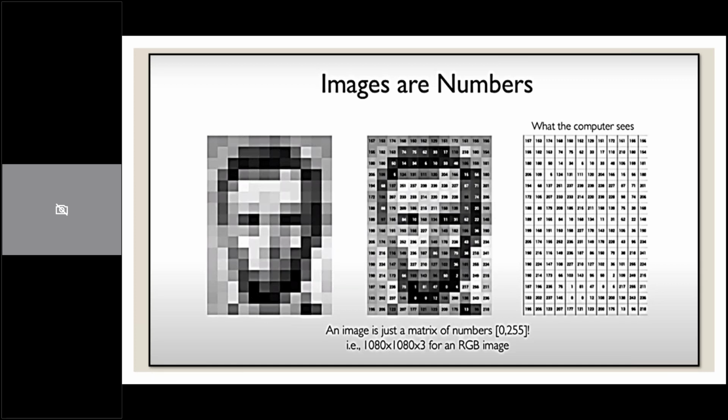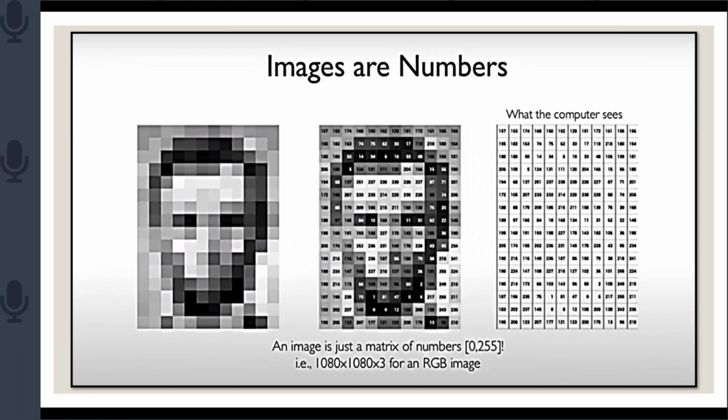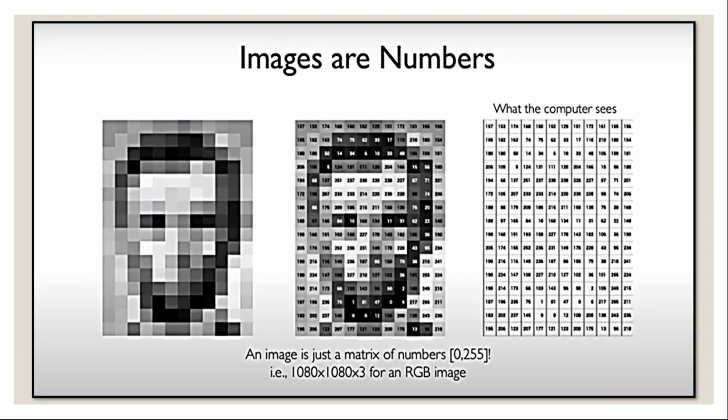See here you have one image, right? What is the size of the image here? 1080 into 1080. 1080 into 1080 means the size of the image, which represents the number of pixels. So you have 1080 pixels in each row and 1080 pixels in each column.